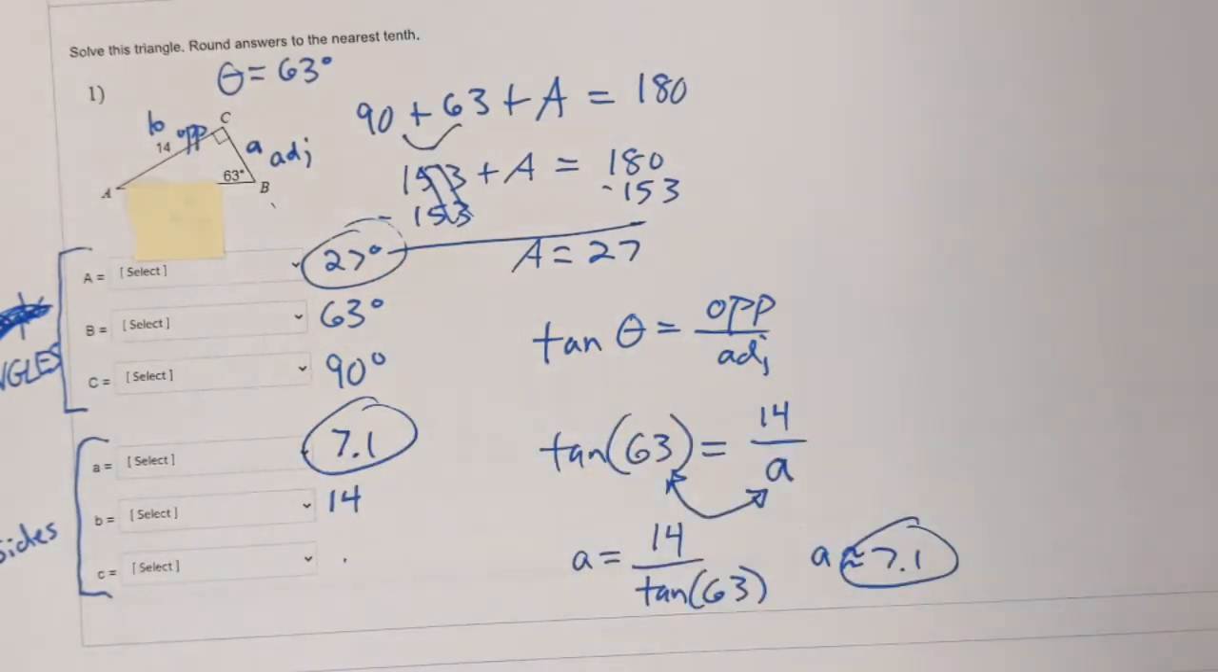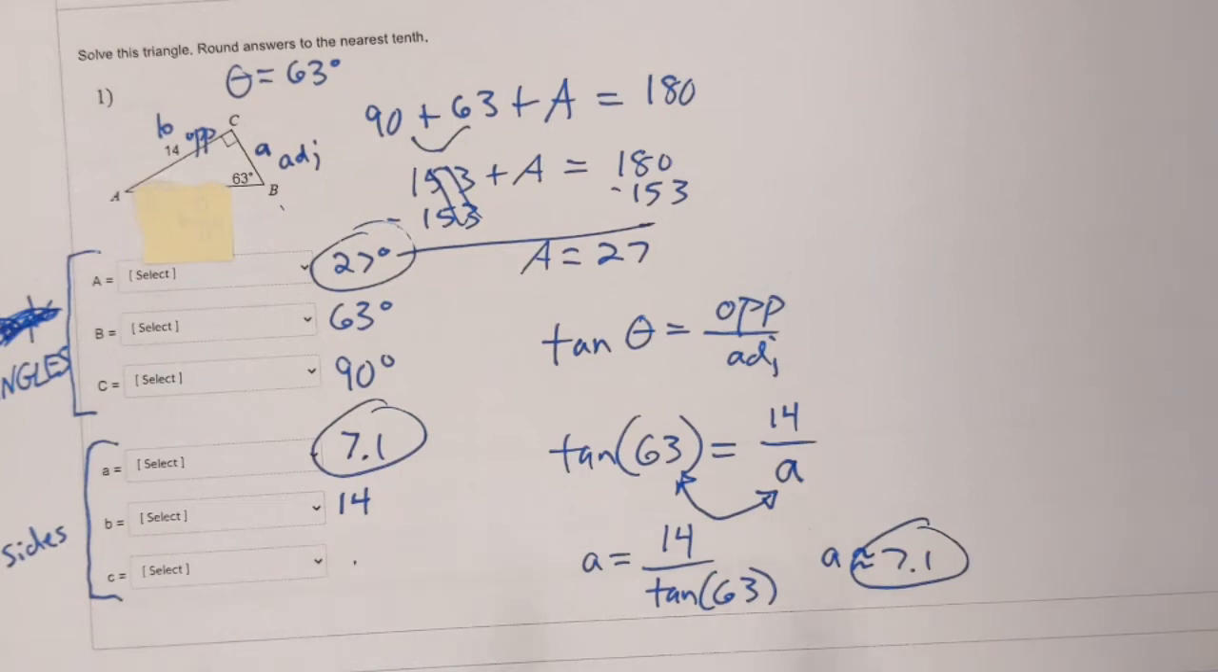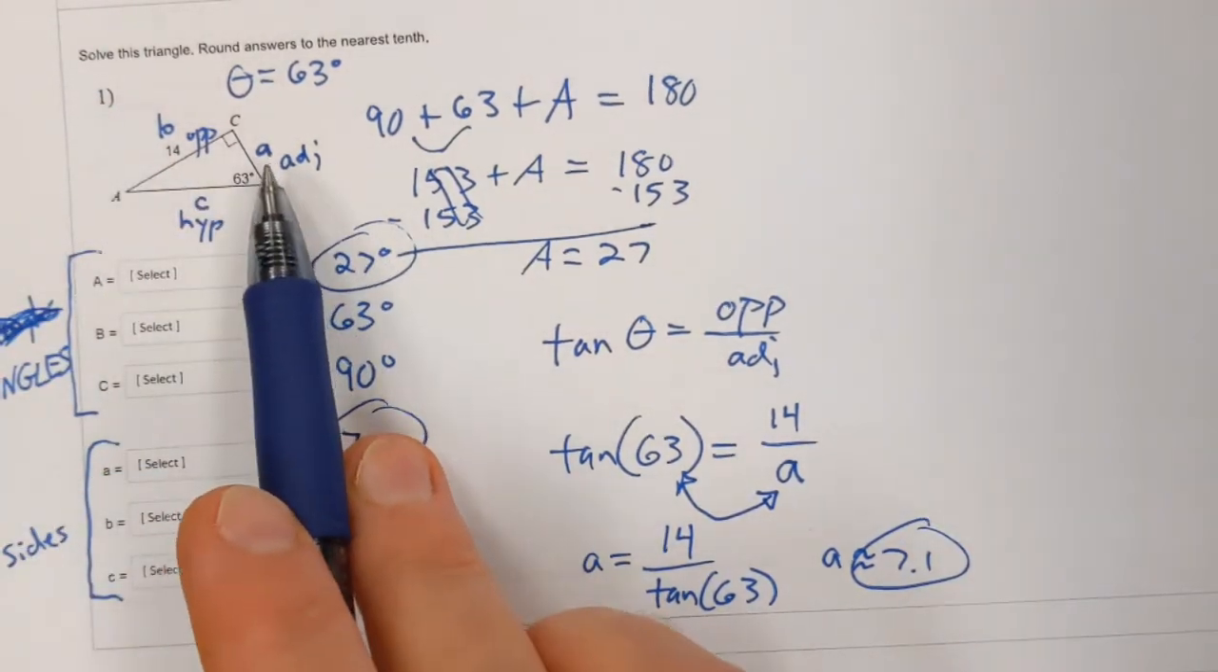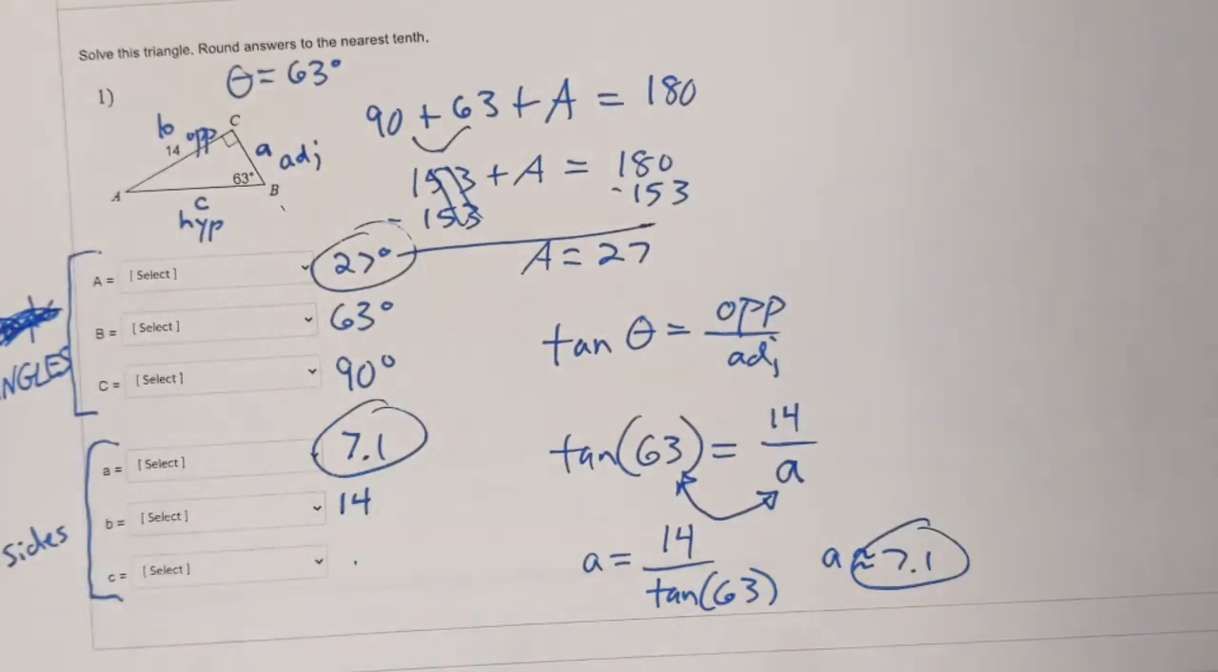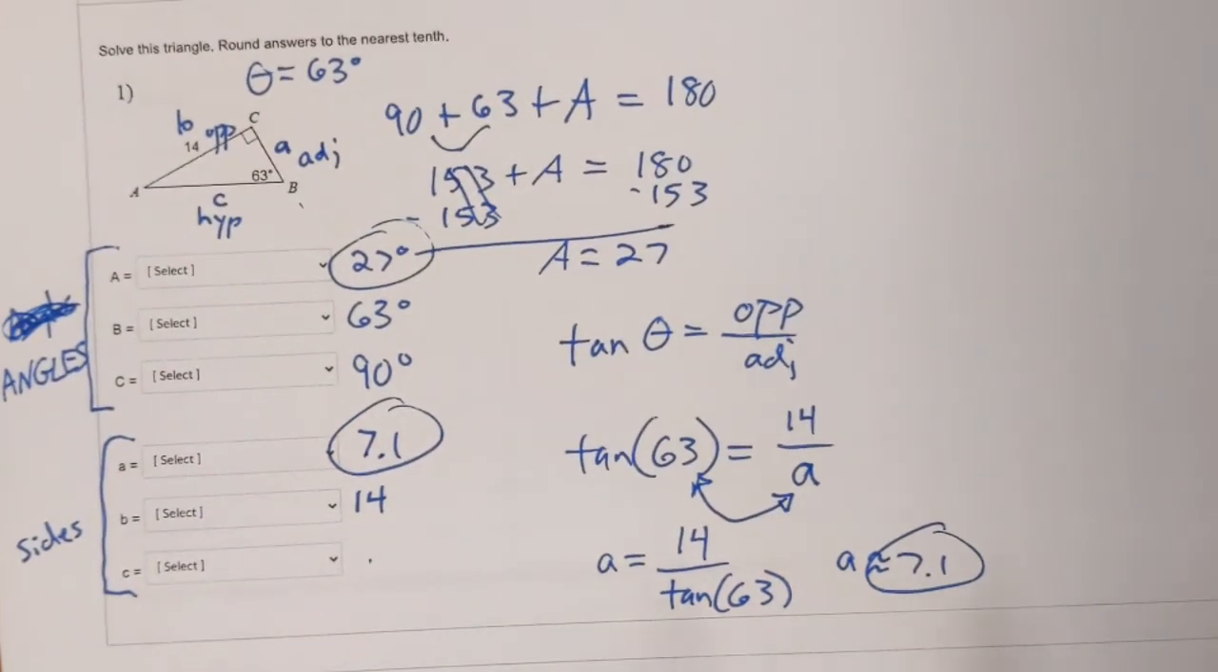Now I do want to caution you here. Technically, to find side c now, you could use the Pythagorean theorem and take a squared plus b squared equals c squared. I would not recommend doing that here though, because remember, side a is a rounded answer. In reality, this should be an irrational number, but we had to round it to 7.1. And since this is a rounded answer, that's always going to cause some type of error if I was using the Pythagorean theorem to find c.